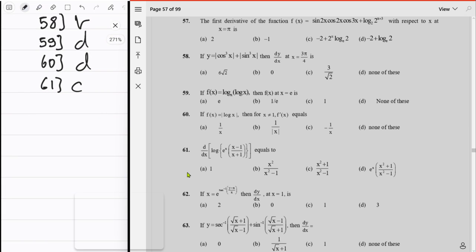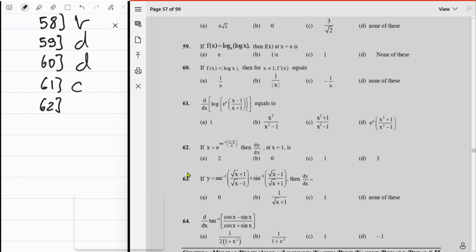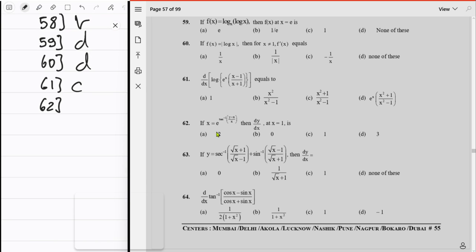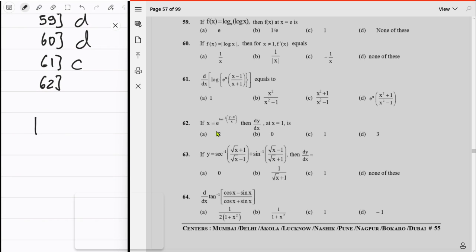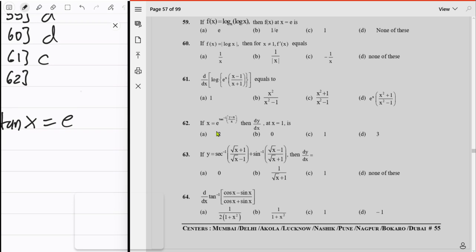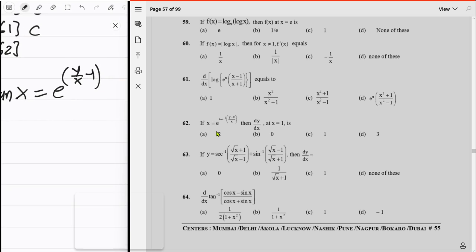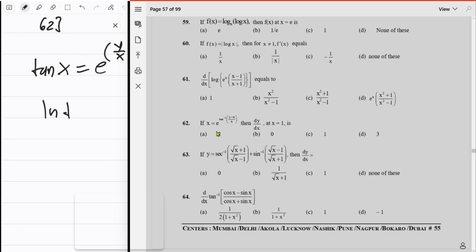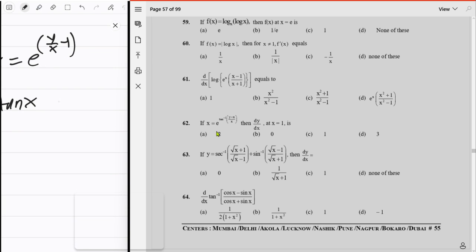62. If x is equal to what? E power tan inverse. Okay, fine. dy upon dx at x equal to, right? It's just very weird. Tan of x is equal to e power y upon x minus 1. That's what they're saying. Which means natural log of tan of x is equal to y upon x minus 1. And what do you want at x equal to 1, right? So tan of 1.